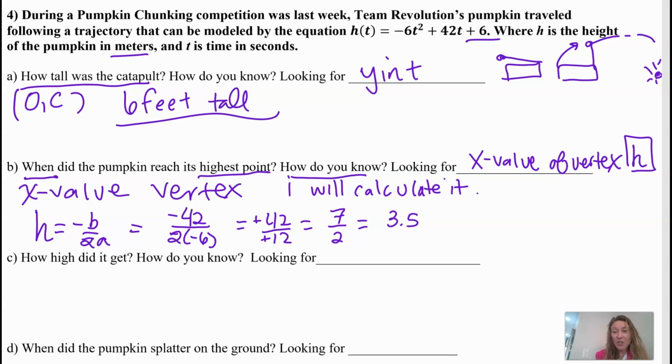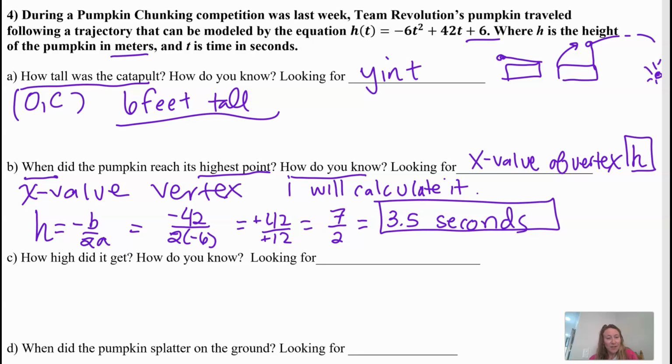Okay, so when did it reach its highest point? It's going to be after 3.5 seconds. It's kind of a long time. It's going to be in the air for a while. All right, part C, how high did it get?